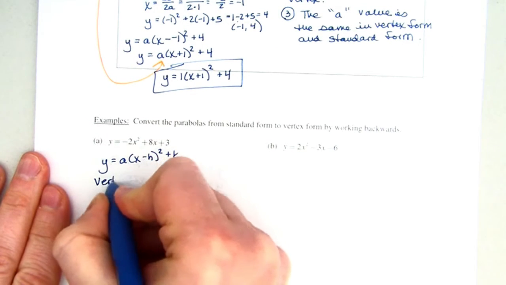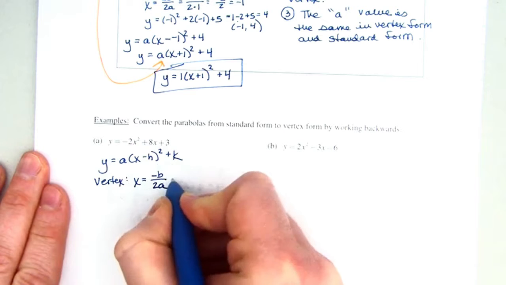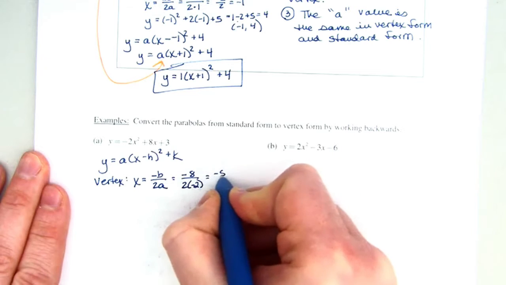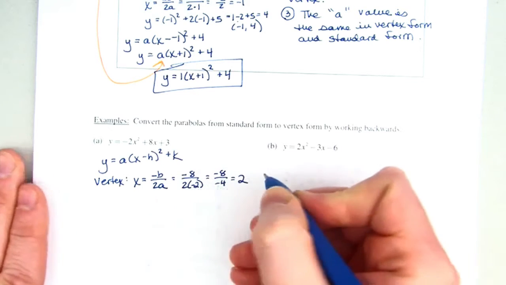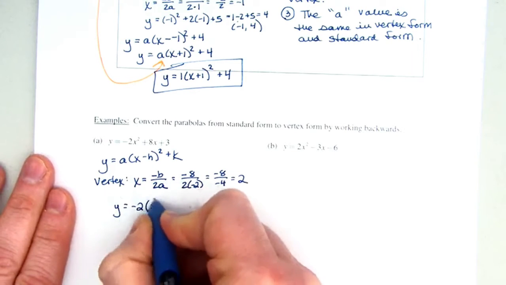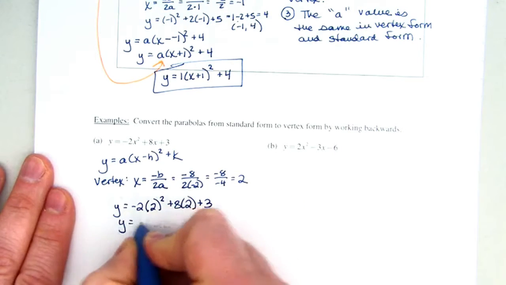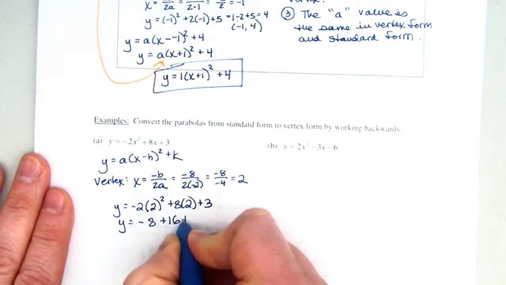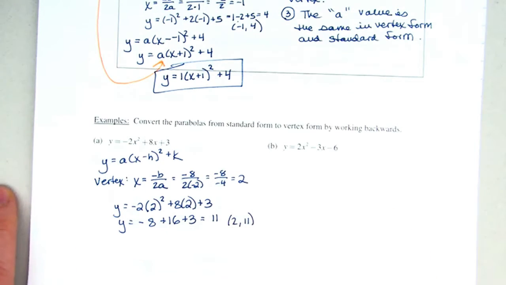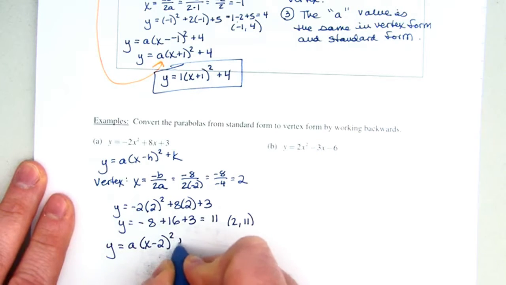Okay, my vertex, x equals negative b over 2a. That is negative 8 over 2 times negative 2. Negative 8 over negative 4, that looks like 2. My y-coordinate of the vertex is going to be negative 2 times 2 squared plus 8 times 2 plus 3. y equals negative 8 plus 16 plus 3. I'm thinking 11, so I think that vertex should be 2 comma 11. Which means my parabola is y equals a times x minus 2 squared plus 11.